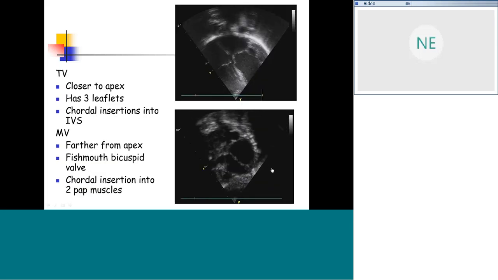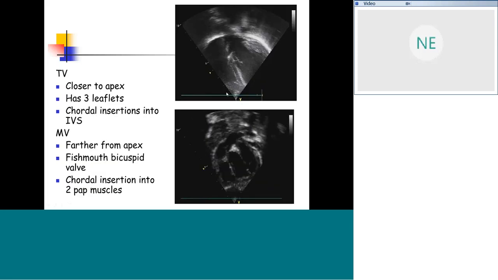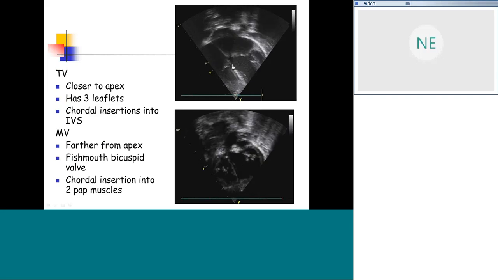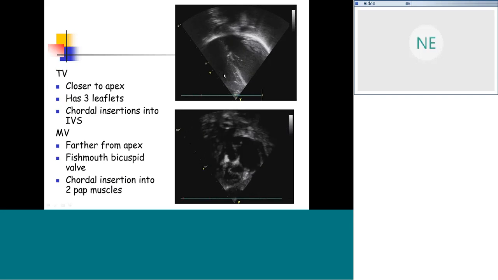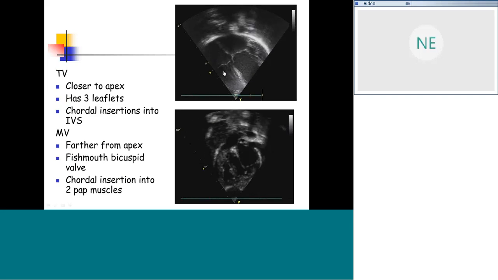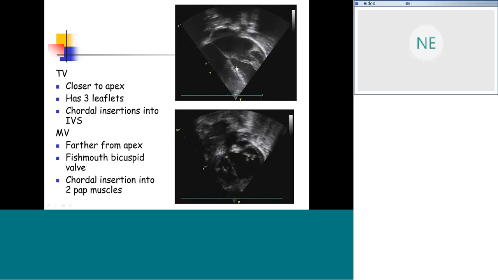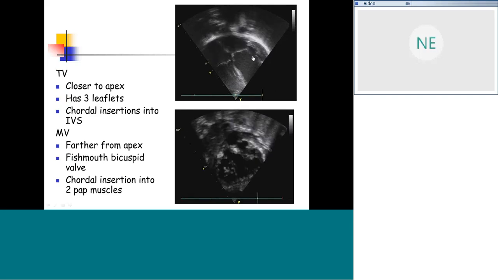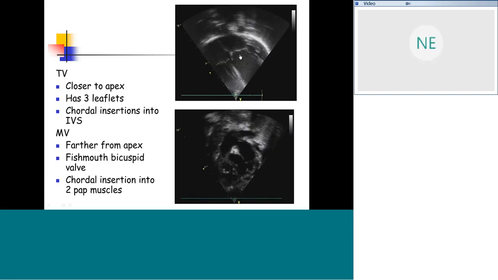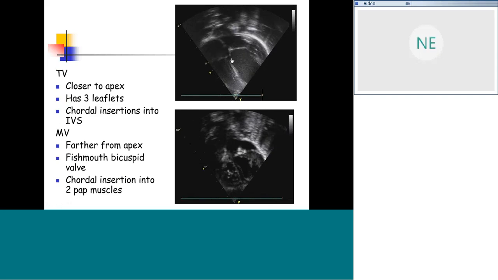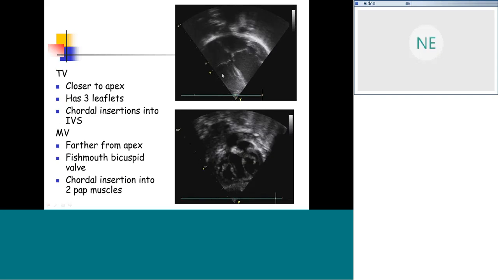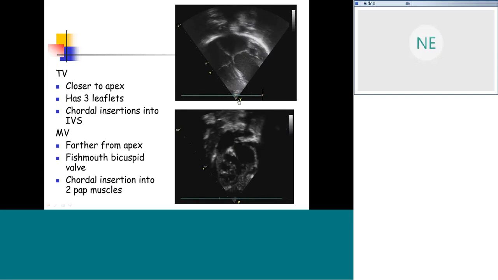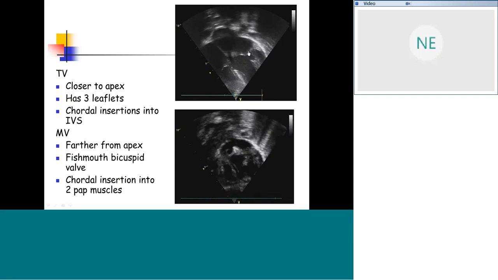In addition to that, you could also consider a few other things to decide about the AV valves. The tricuspid valve is a little inferior to the mitral valve. As we can see in this figure, the tricuspid and the mitral insertions are at separate levels. The tricuspid valve is closer to the apex compared to the mitral valve.